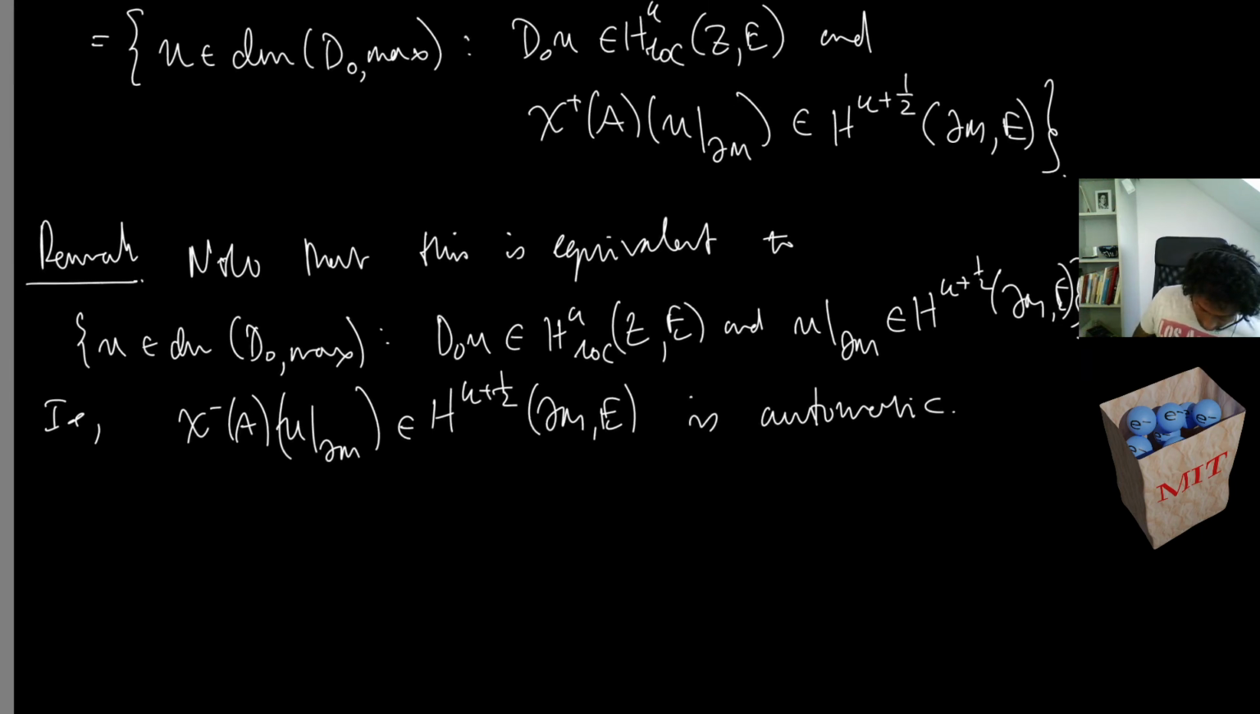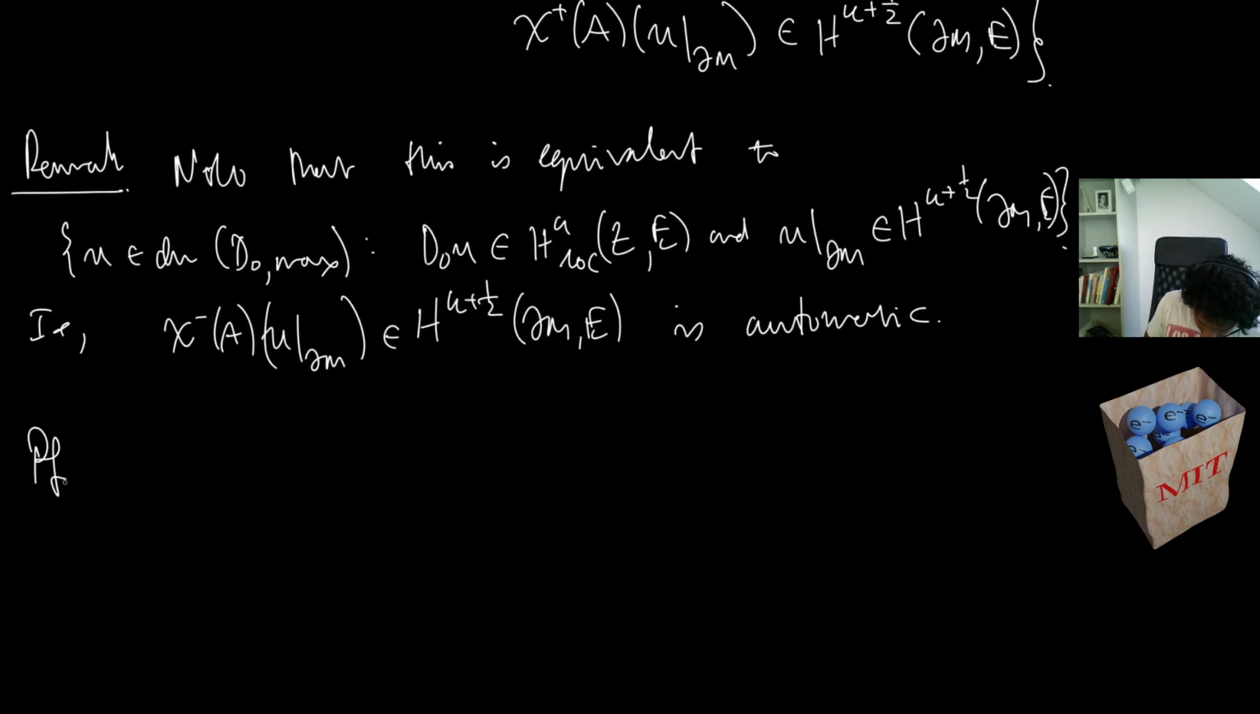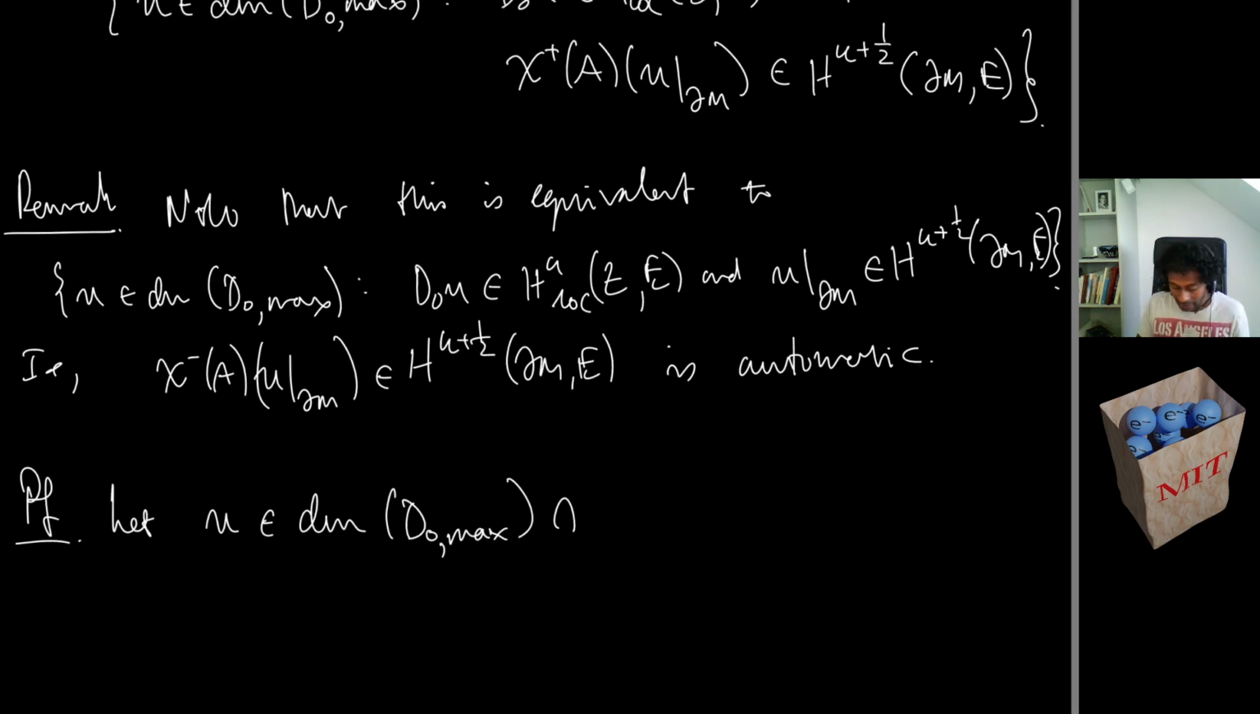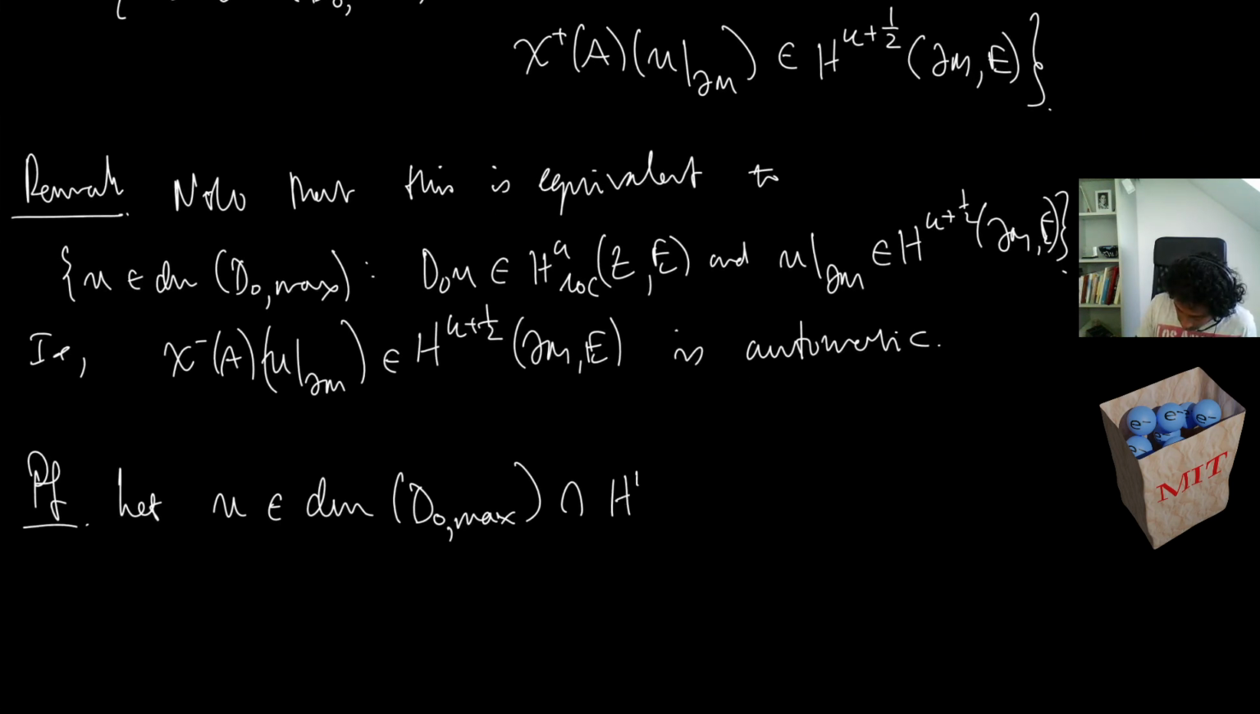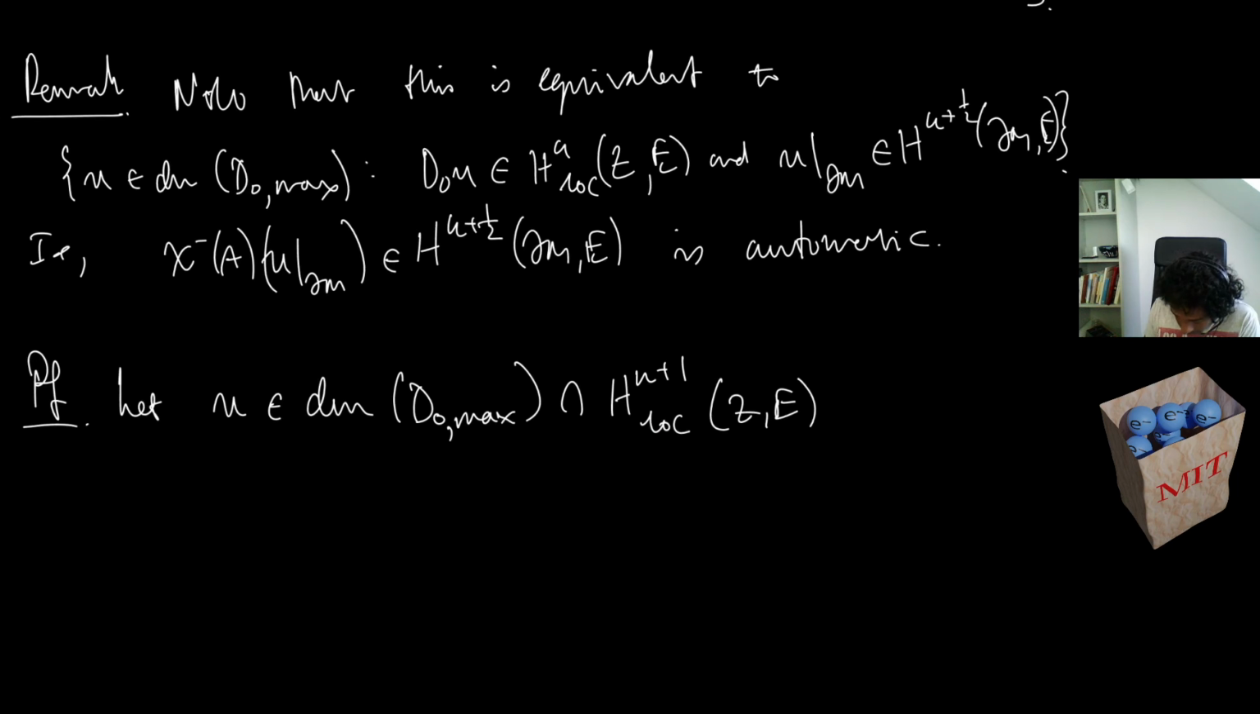Okay, good. So let's prove this. So let u in dom D_0,max intersect H^{k+1}_loc(Z; E). So one direction is easy, right? It's clear to see that, okay, so this is the easy direction. So from the trace theorem, we can always localize.